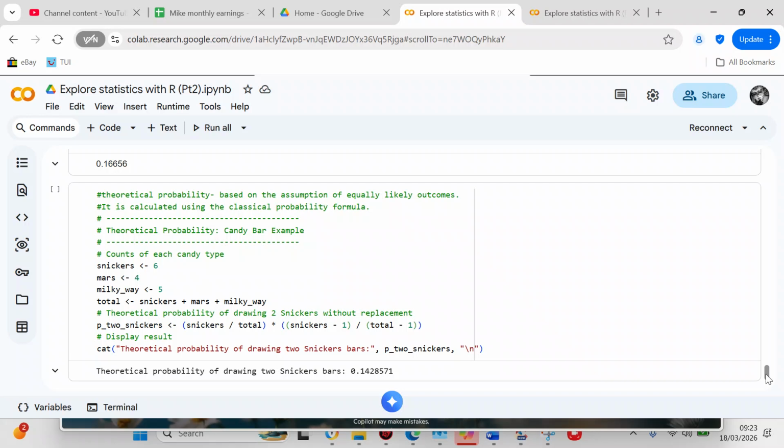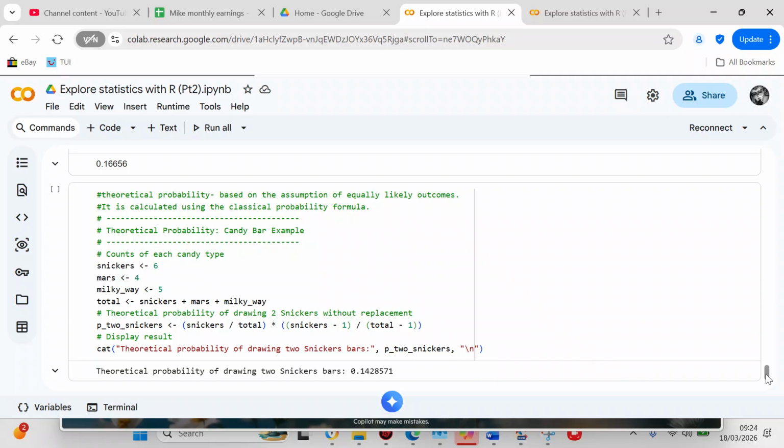So the theoretical probability of drawing 2 Snickers without replacement is P2Snickers equals Snickers divided by total. So that's going to be 6 divided by 15 times (Snickers minus 1) divided by (total minus 1), so that's going to be 5 divided by 14. And then we're going to display the result: the theoretical probability of drawing 2 Snickers. And so your theoretical probability of drawing 2 Snickers is 0.142.